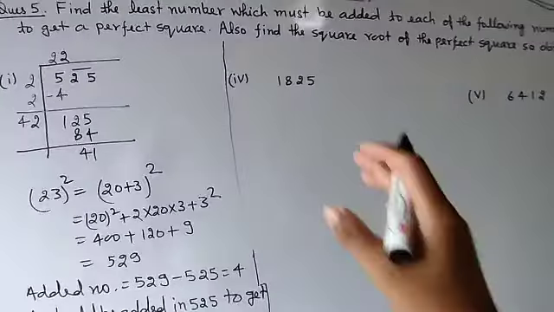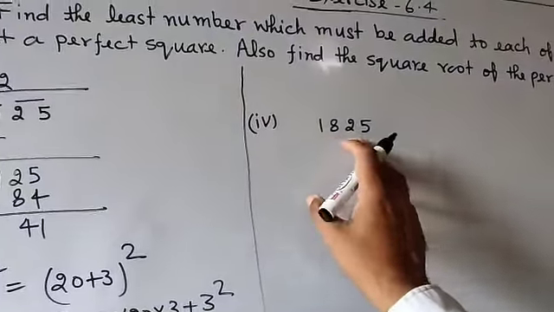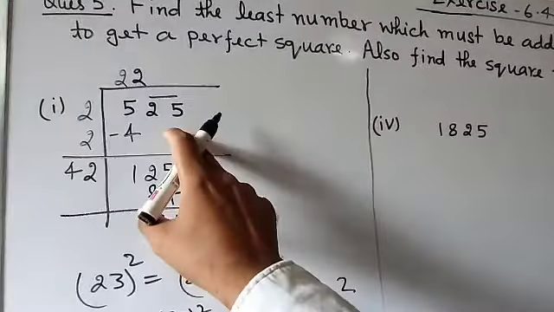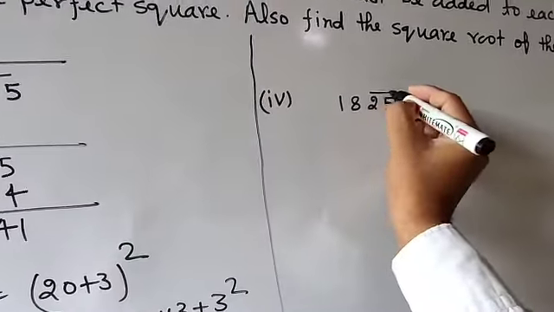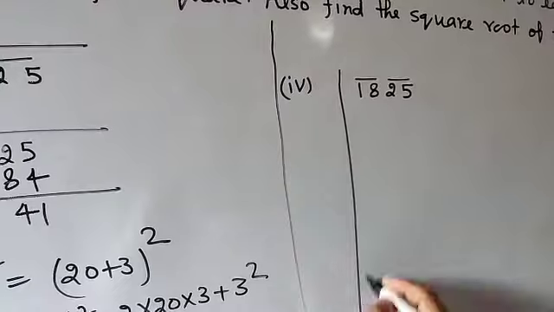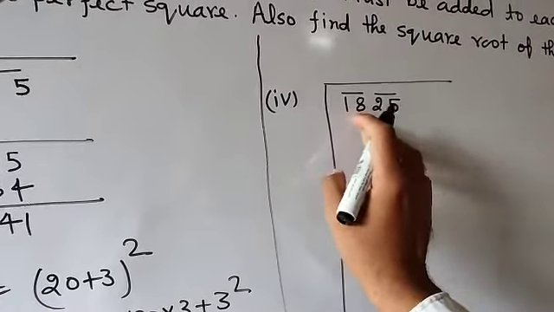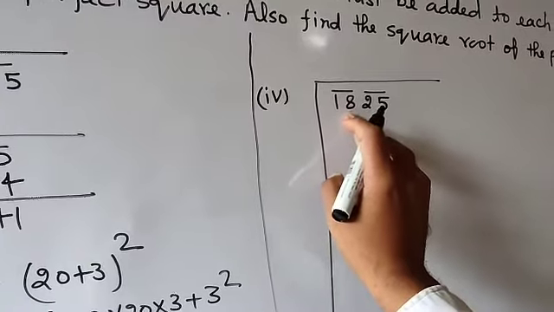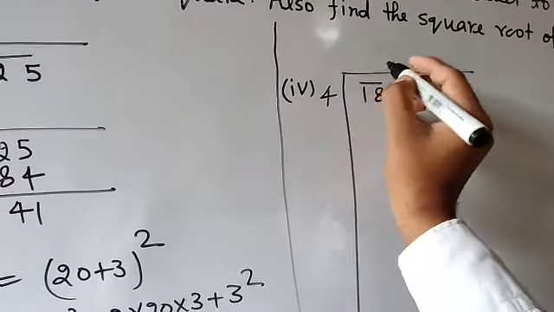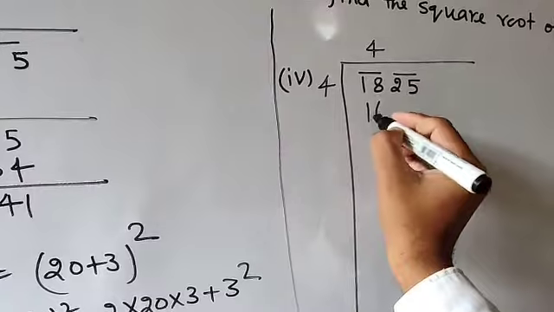Now the second part is you need to find what should be added to 1825. Again you need to follow the same way. First you will make the pairing, numbers are in pairs. Now the first pair is 18. So 3 3 is 9, 4 4 is 16, 5 5 is 25. That is greater. So it will be 4 times. So 4 4 is 16.